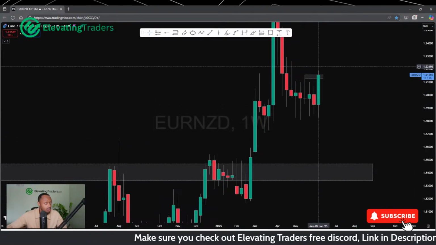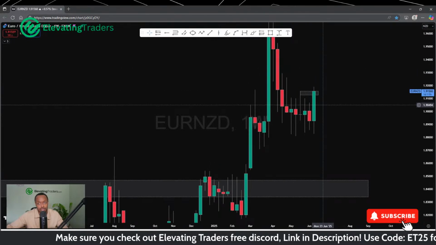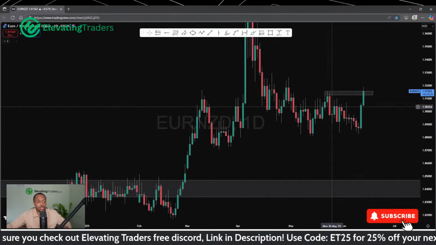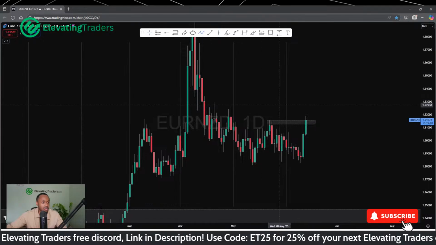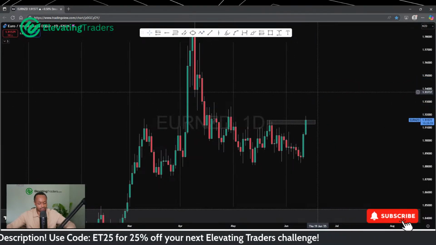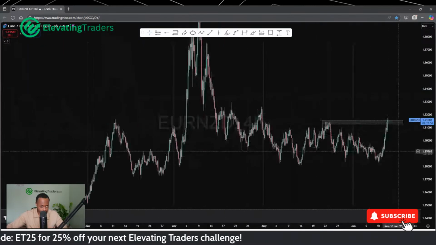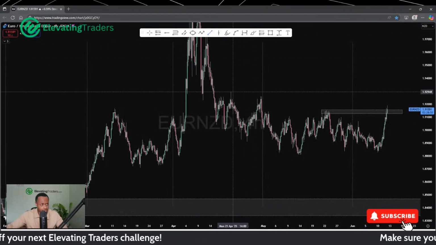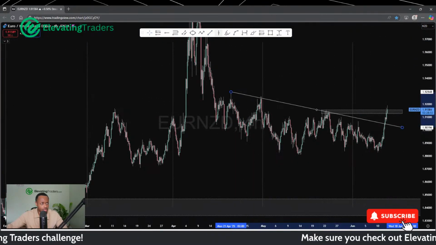If it does close convincingly to the upside, well, it does show us that momentum has shifted to the buyers, and perhaps this could start potentially a bit of a rally to the upside. So Euro NZD, I don't really have an opportunity just yet. It's like we're on the cusp of maybe forming some type of bullish opportunity.